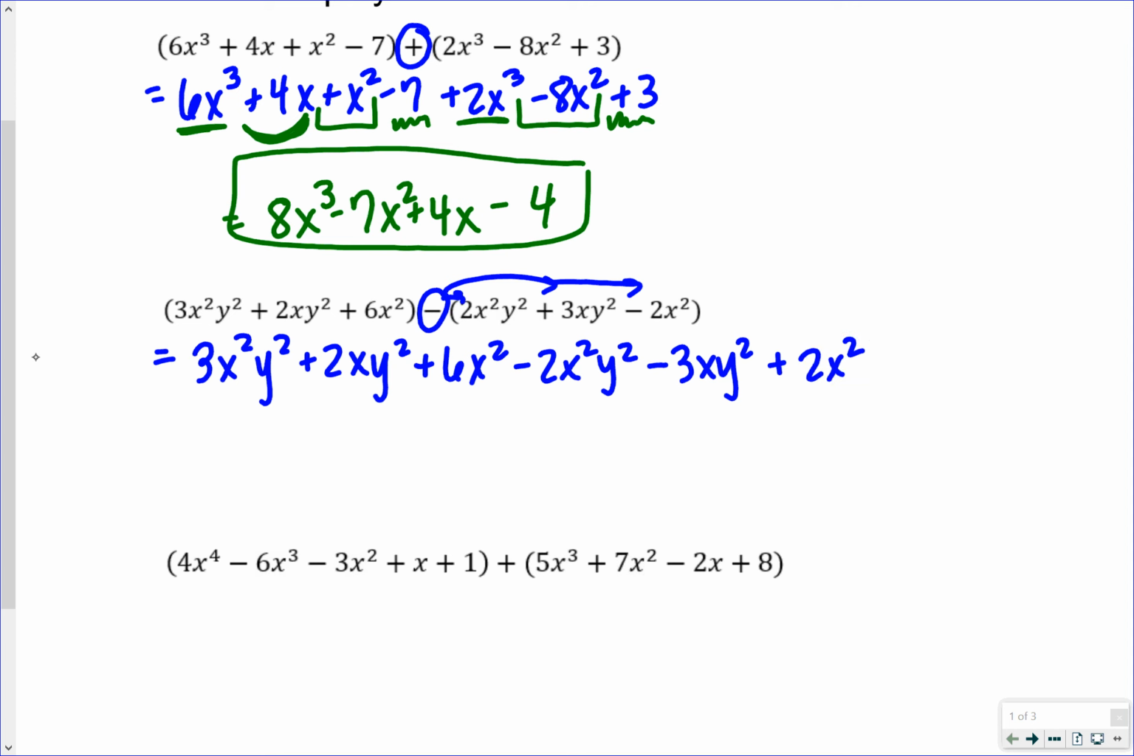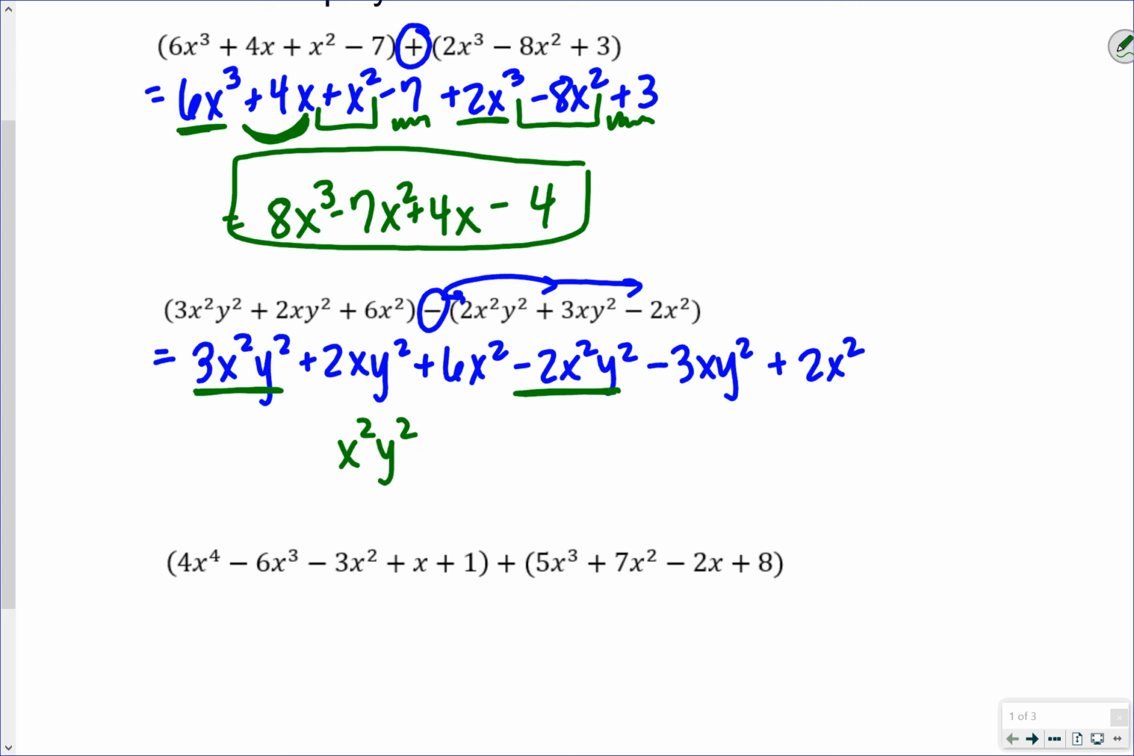Now I'm going to combine my like terms. I need to look for things that both have, in this first one, x squared and y squared. That only happens one other time. It's here. X and y are both squared. So I have 3x squared y squared minus 2x squared y squared. So that would be a 1x squared y squared.